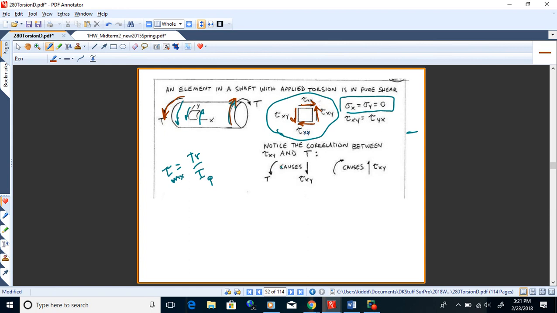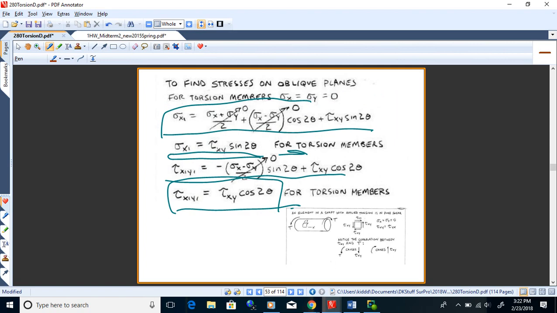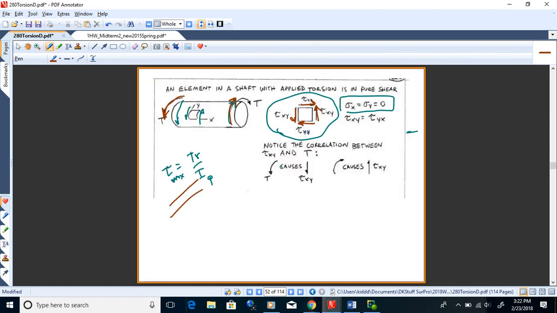So to get from the torsion to the shear, you just take TR over I to get the number, and then look at the direction of the torsions to get the directions of the shears on the element. Okay. We're good with that? All right, so what we have there is a pure shear element. Everything's shear. There's no normal stress on the X and Y planes.